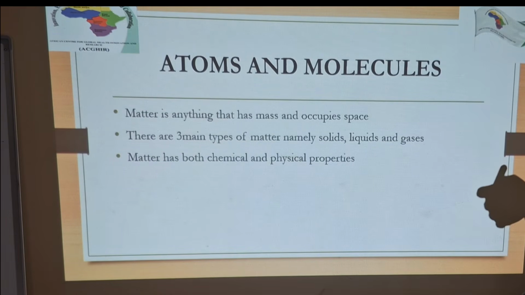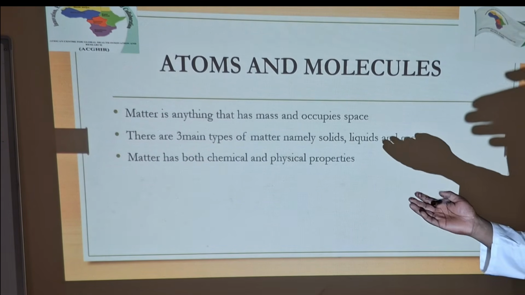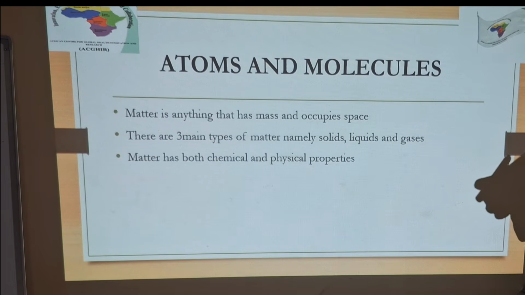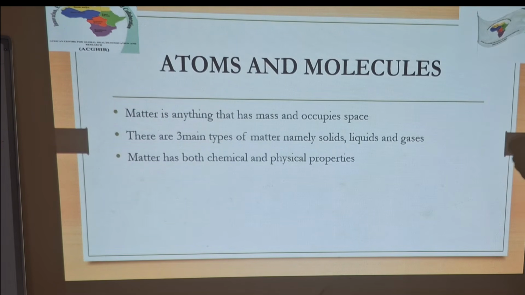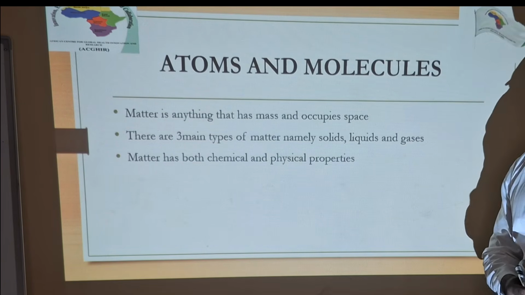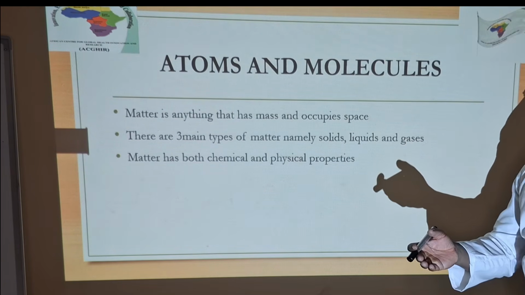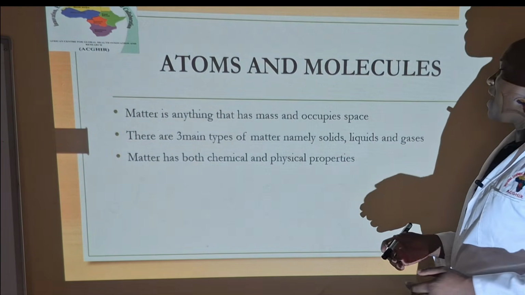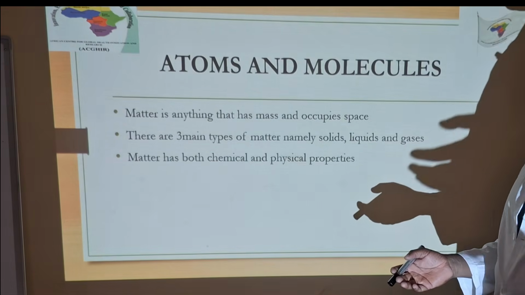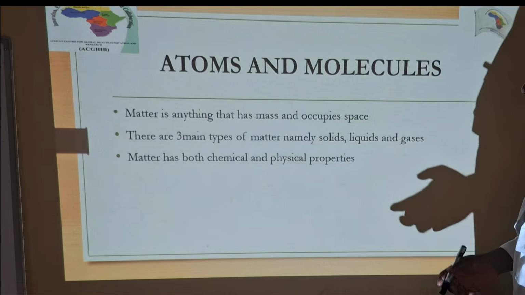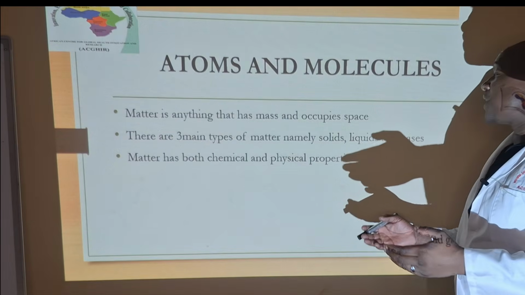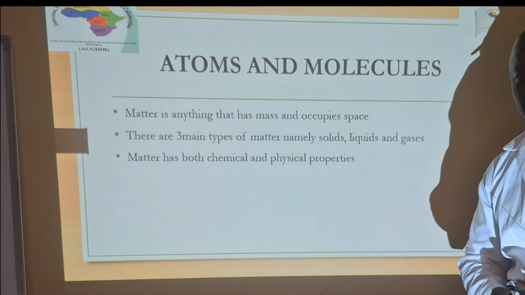Let us move on to atoms and molecules. Firstly, the definition of matter. Matter is anything that has mass and occupies space or a volume. So basically, there are three types of matter, namely solids, liquids, and gases. Matter has both chemical and physical properties.